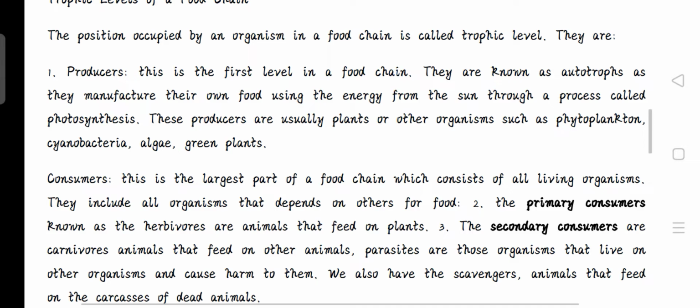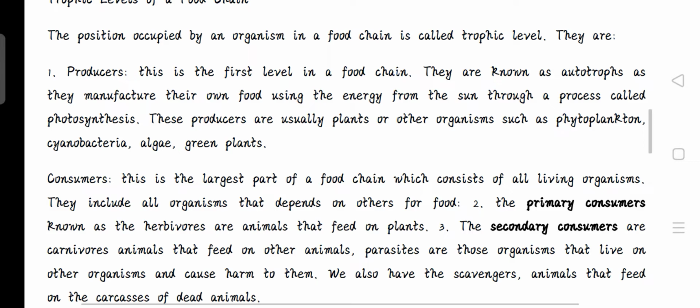Second, we have the consumers. This is the second level in the food chain, and they're usually the largest organisms. They make up most of the living organisms in the ecosystem or the environment. They depend on the producers for their food because they don't have the ability to manufacture their own food. So they depend on the producers for the food they manufacture.